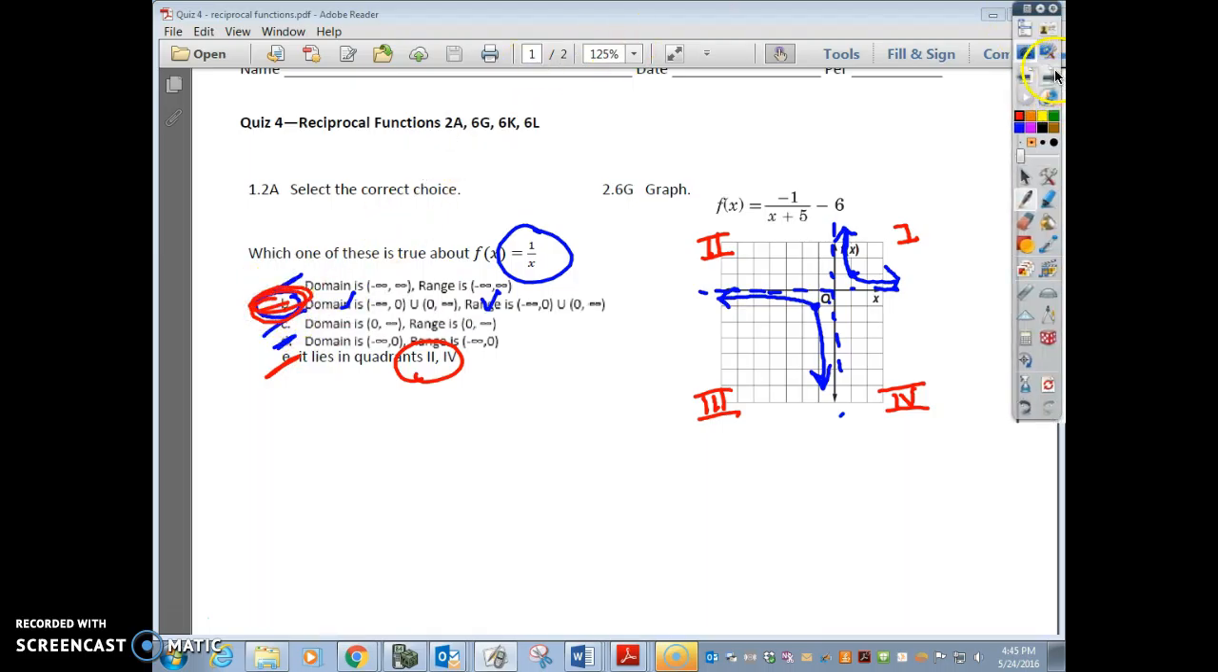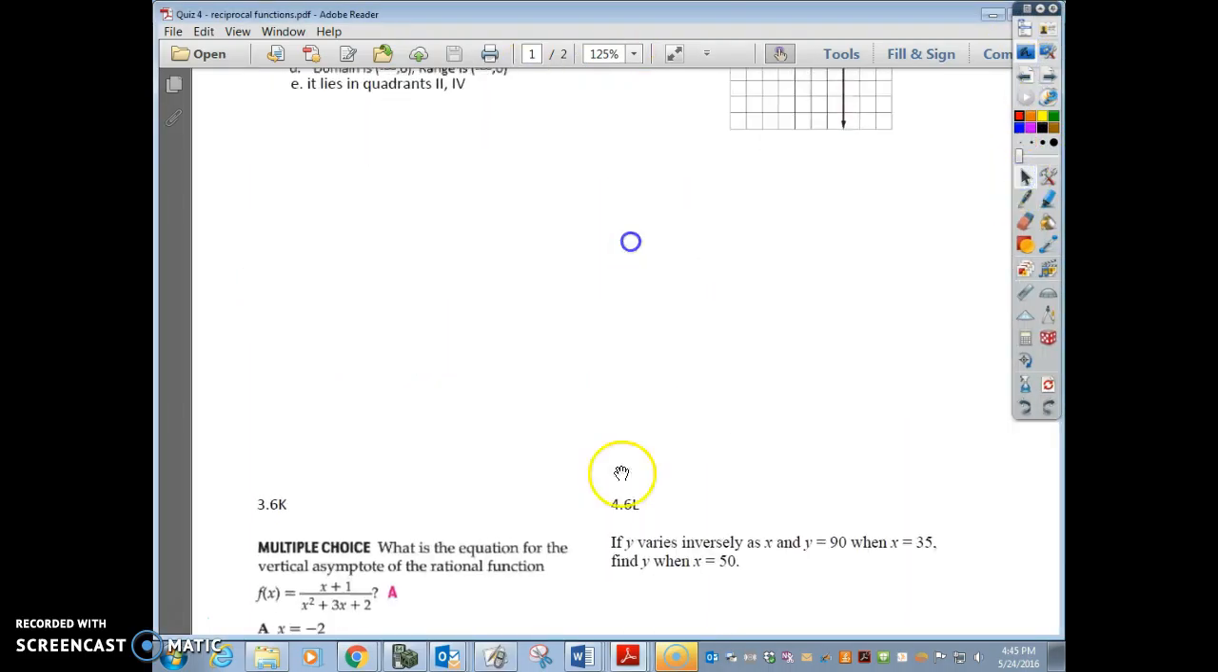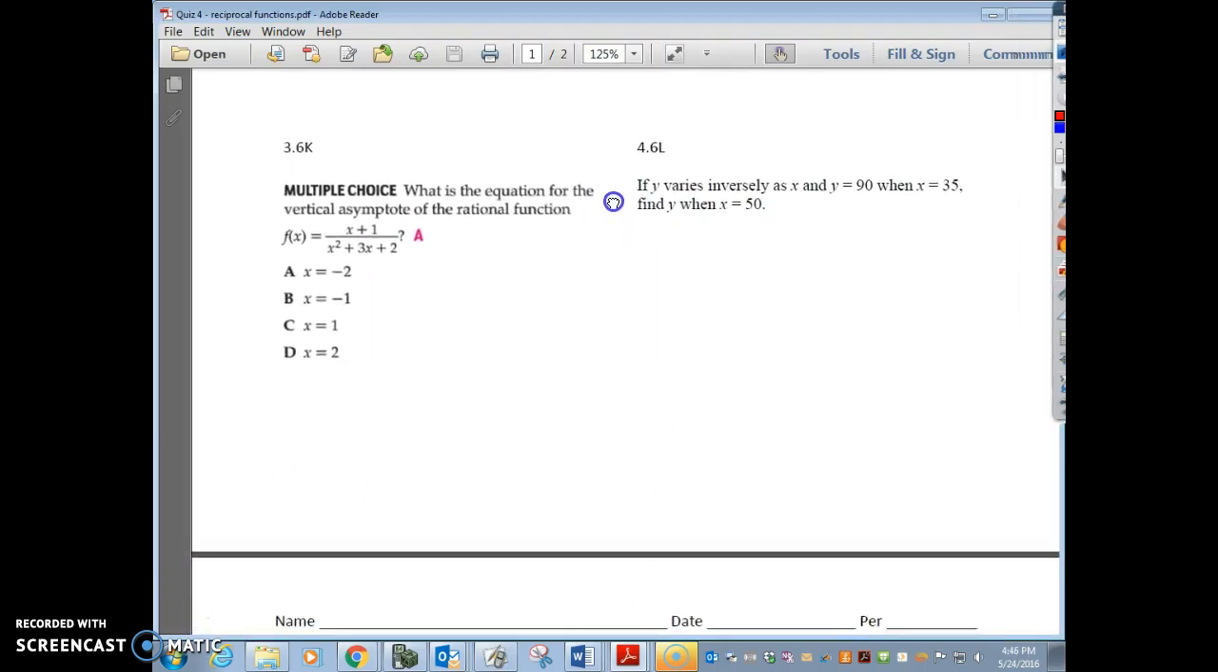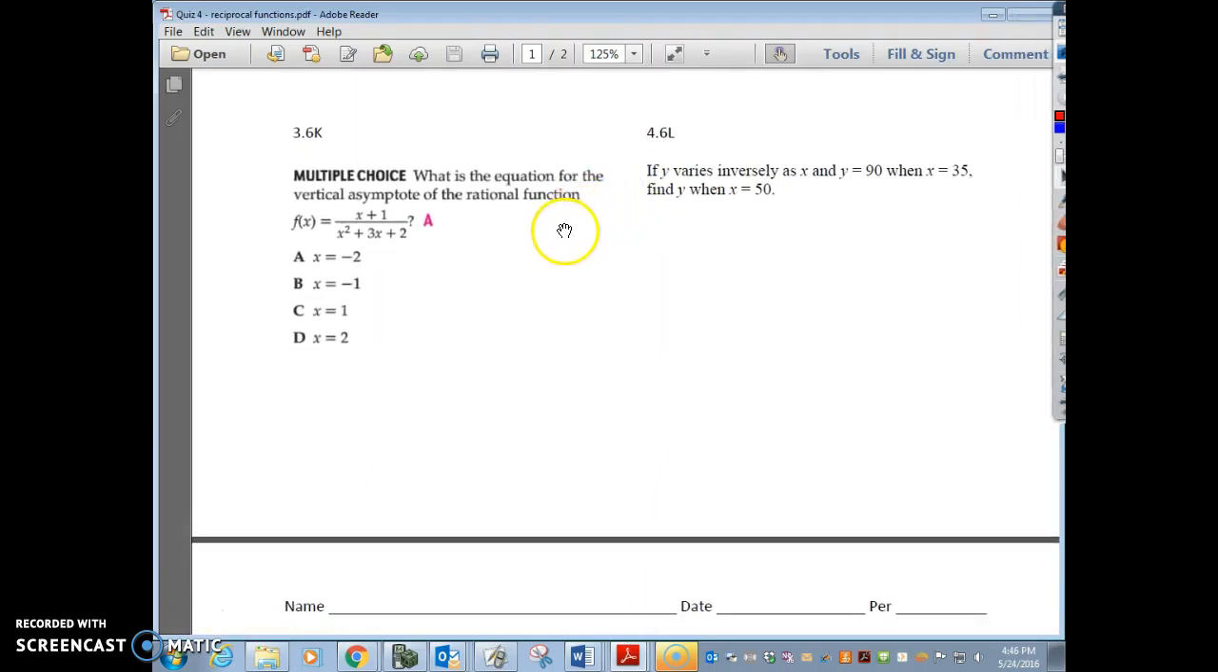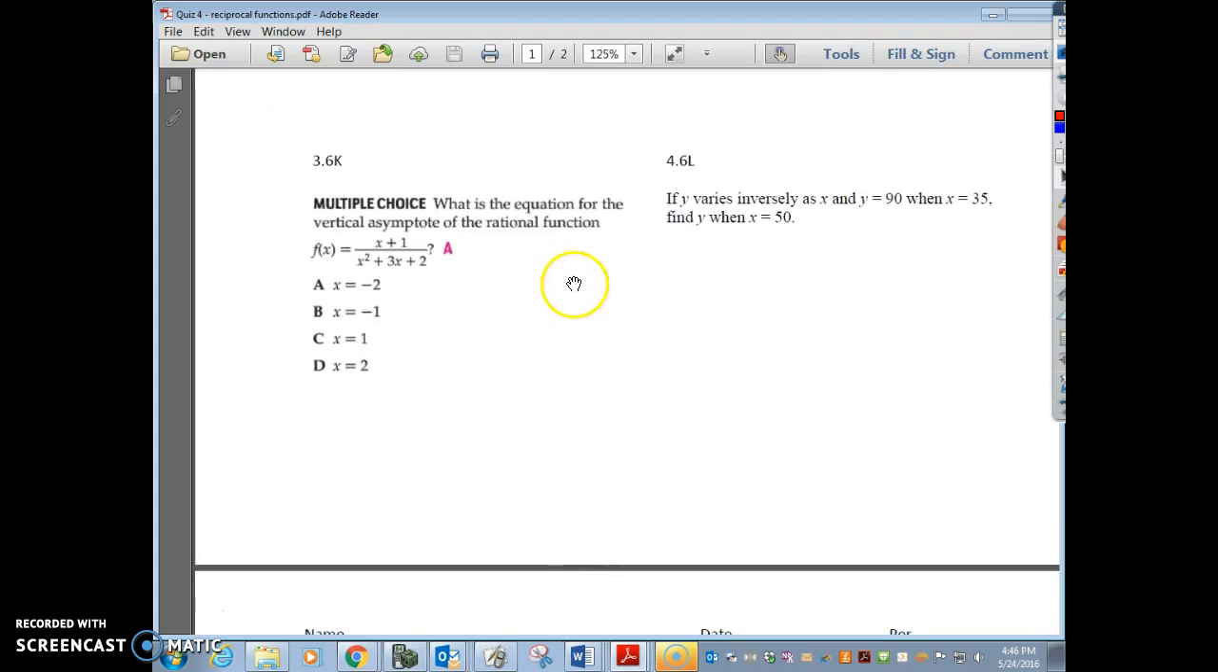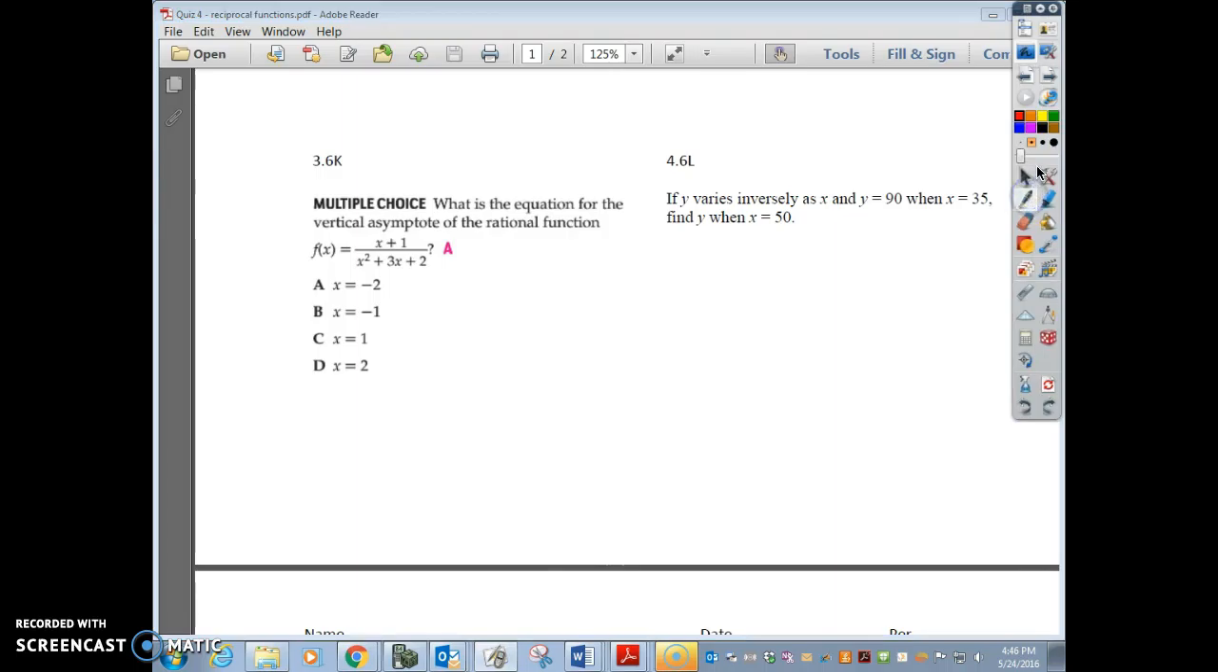Okay, so we've done 1 and 2. Let's look at number 3. Number 3, what is the equation of the vertical asymptote for the rational function? So let's back up. What does asymptote mean? Asymptote means whenever you graph it, this is an imaginary line that never gets crossed. The graph can come close, but it never touches it or never crosses it.